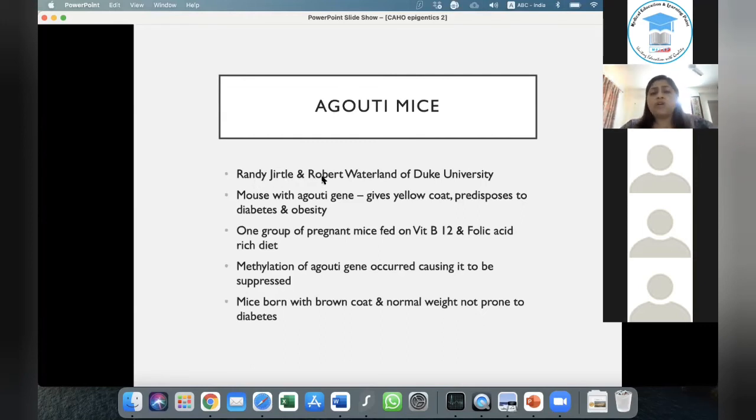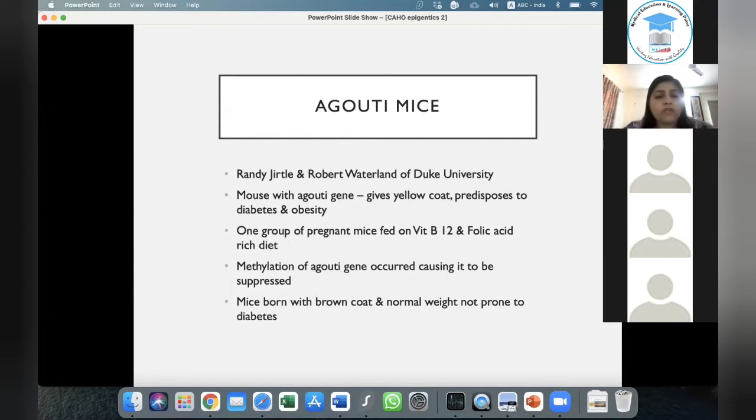Randy Jirtle and Robert Waterland of Duke University, he was an oncologist. He was working with mouse which had this agouti gene in it. Now this agouti gene in the mouse is responsible for giving it a yellow coat, a golden, nice, lovely yellow coat, and it predisposes the mouse to diabetes and obesity. What he did, he took two groups of pregnant mice and he exposed one to vitamin B12 and folic acid, and the other one was given normal diet.